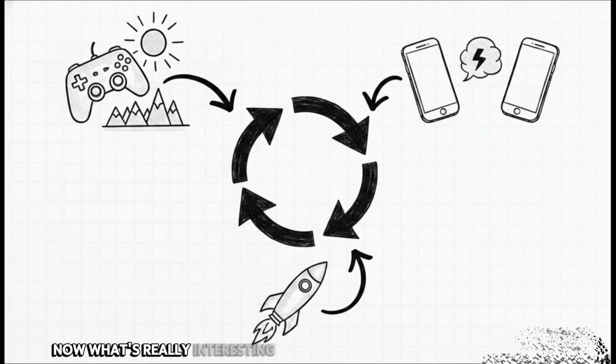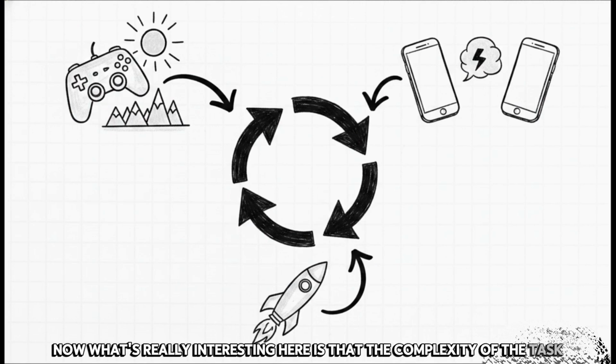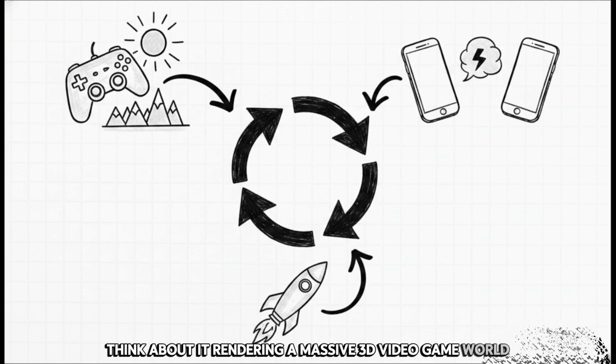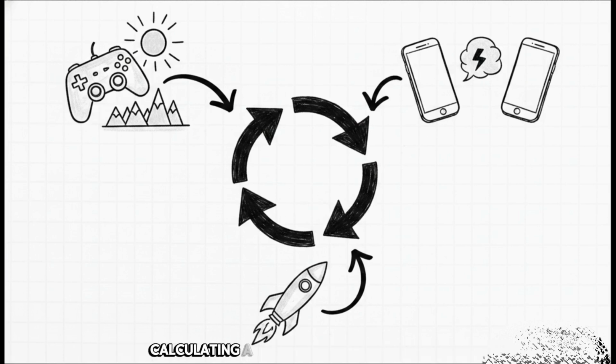Now, what's really interesting here is that the complexity of the task doesn't change the underlying rules at all. Think about it. Rendering a massive 3D video game world, sending a quick text message to your mom, or, I don't know, calculating a rocket's orbital trajectory. It is all built entirely on those exact same four basic steps. Sure, the scale of the math explodes, but the foundation, it never ever wavers.